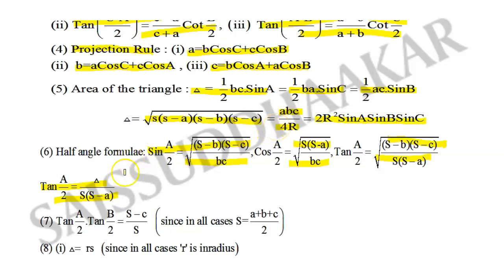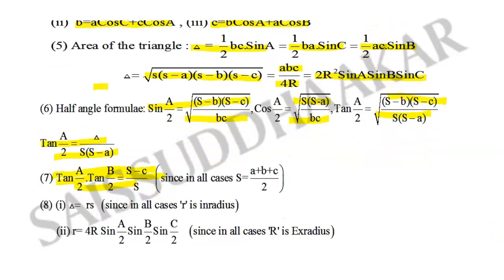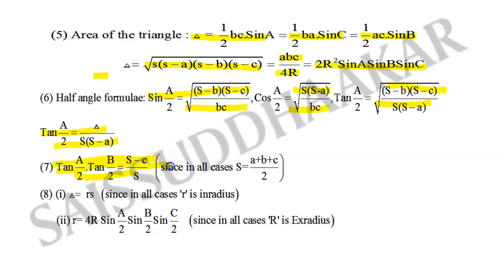Okay, alright. Next, one more important formula: tan of A by 2 into tan of B by 2 is equal to (s minus c) by s. Here in all the conditions, s can be taken as (a plus b plus c) by 2, that is, s is the semi-perimeter of the triangle. Okay. Next formula, delta is equal to rs, and the consequence of this, small r is equal to delta by s.